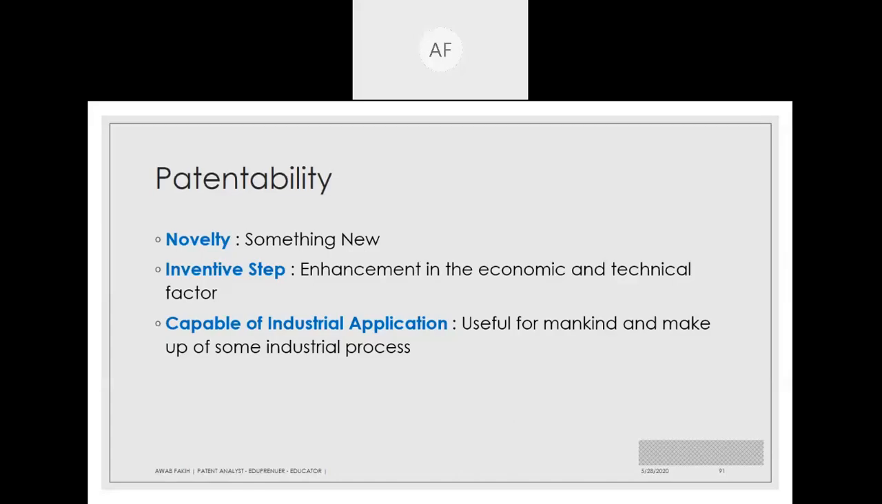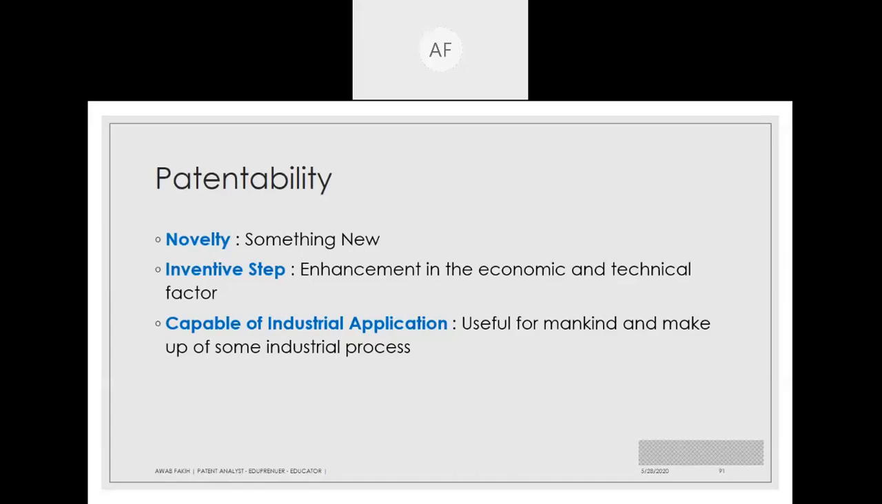Ritika is asking, is there any place where you can go and see the existing patents in India in a given domain? Yes, you can. I'll be coming to that point. I'll be giving you two links where you can check all the patents. Don't worry, Ritika. Yes, your answer will be satisfied.